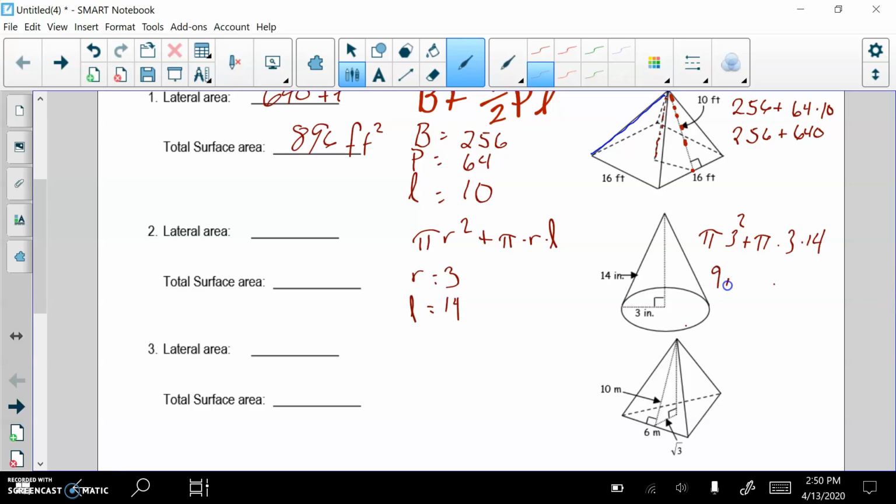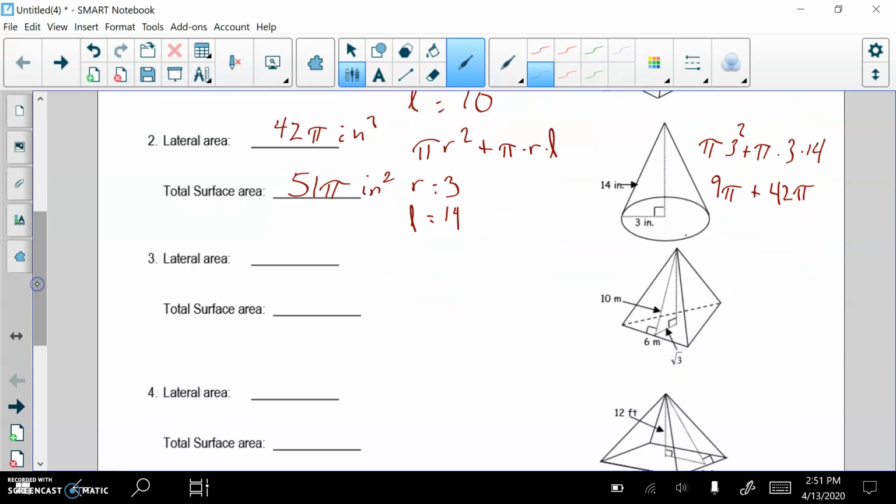That's 9 pi plus 42 pi. Two answers in one again. You get a total surface area of 51 pi, and you have a lateral surface area of the cone, it's 42 pi, and those are inches squared. I'm just trying to get better at labeling these things. Okay, 3.